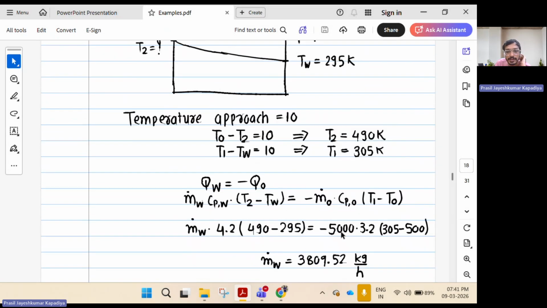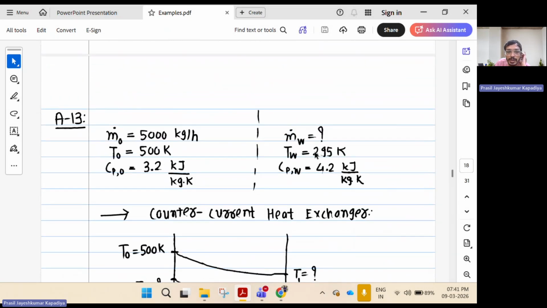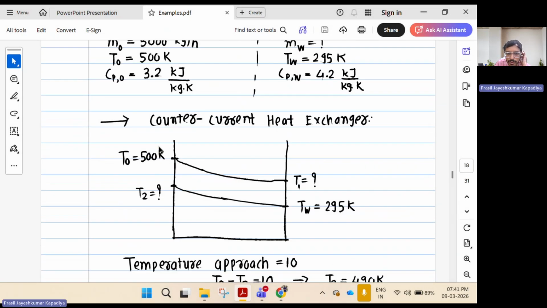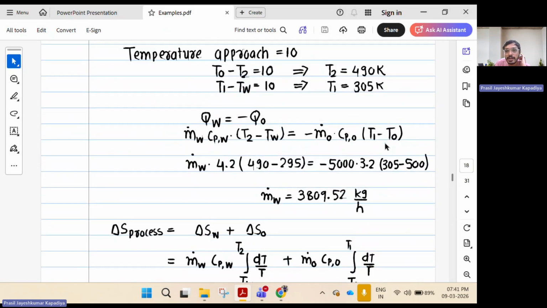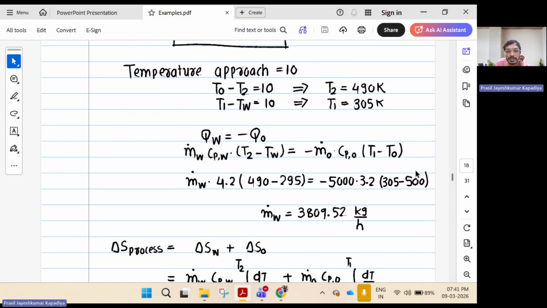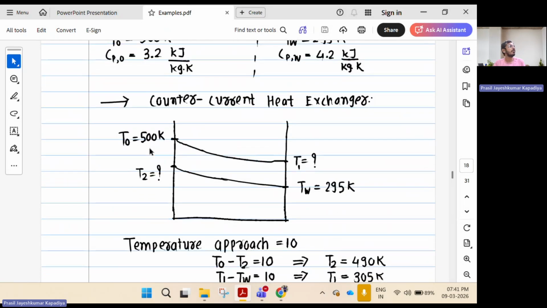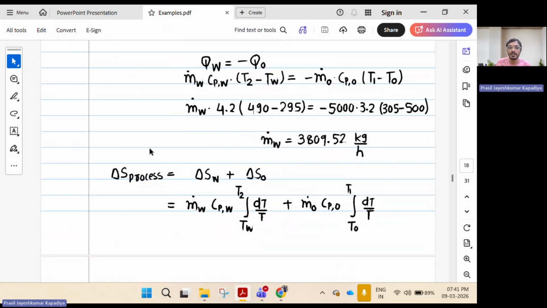That is equal to minus 5000 mass flow rate of oil into 3.2 into T1 minus T0, that is 305 minus T0, where the original temperature was 500 Kelvin. So if we solve this, we find that mass flow rate of water is 3809.52 kilograms per hour. Okay, so our main problem is solved.